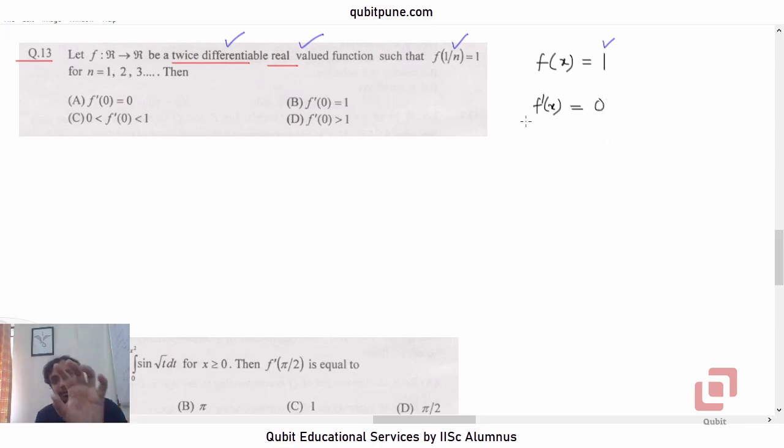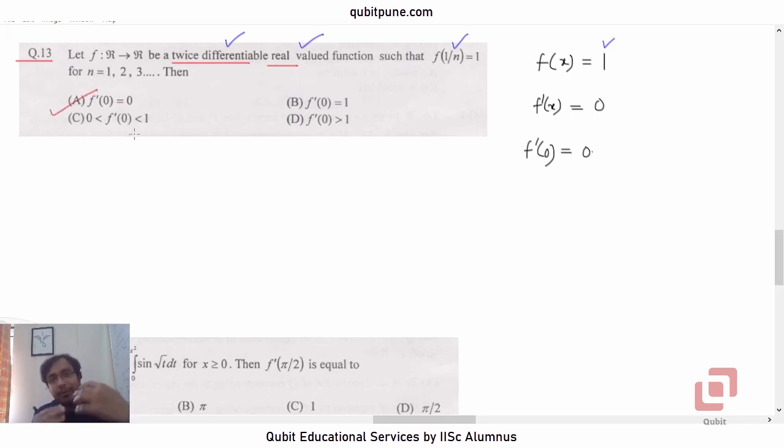The good news about why this function will work is that all the options are exclusive. So it can either be 0 or 1, or in between 0 to 1, or greater than. So here we have got f dash of x equal to 0 for our function, which meets all the requirements posed in the problem. So if I substitute x equal to 0, that will give me f dash of 0 equal to 0. That is option A.